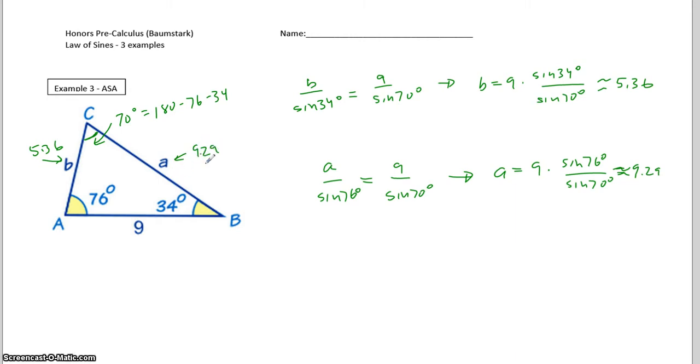And let's just see if this passes the reasonableness test as a final check. Well, our largest angle in the triangle is 76 degrees, and it sure does look like our largest side is across the largest angle, 9.29. Our smallest angle in this triangle is 34, and the smallest side, B, 5.36, is across from that. So that's at least one quick reasonableness test you can do when you solve these to make sure you didn't make any careless errors in the problem. And so here we have those pieces of information.